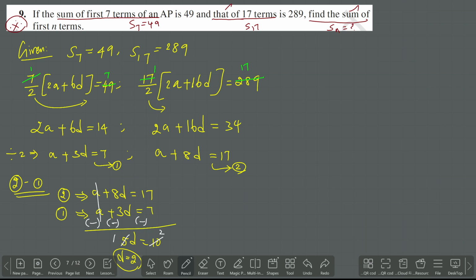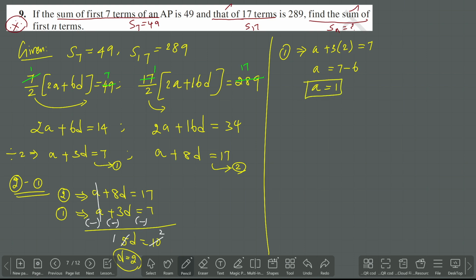Take the d value and substitute in either 1 or 2, and we will get the required value. If I choose 1, a plus 3 times d, where the d value is 2, is equal to 7. Right. 3 2s are 6. 6, when you send to the opposite side, minus 6. Then a equals what am I getting? 1. So I got the a value and d value. Then we can find Sn. Still, we didn't find the n value. Then leave it. Sn we cannot find, because an is not given. Then Sn, in the general form, you have to find without n. Do you understand? Without n, we have to find Sn. Shall we go?